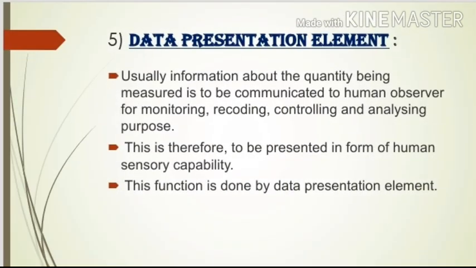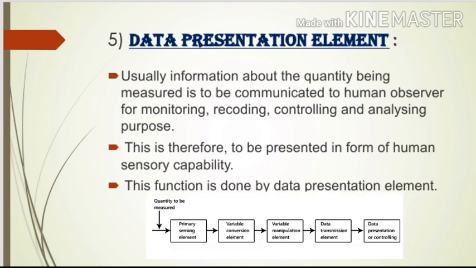Hence the next signal from the data transmission element moves into the fifth element, that is the data presentation or the data control element, which is the final stage of the measurement system, where the data is to be monitored, controlled, recorded or analyzed. Here the signal output we get is in the final stage. From this entire measurement we get the output signal in the digital form from the analog form.